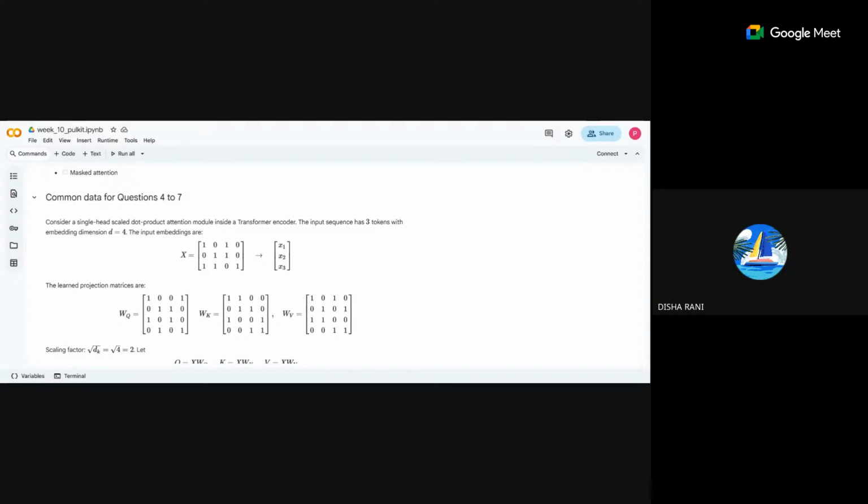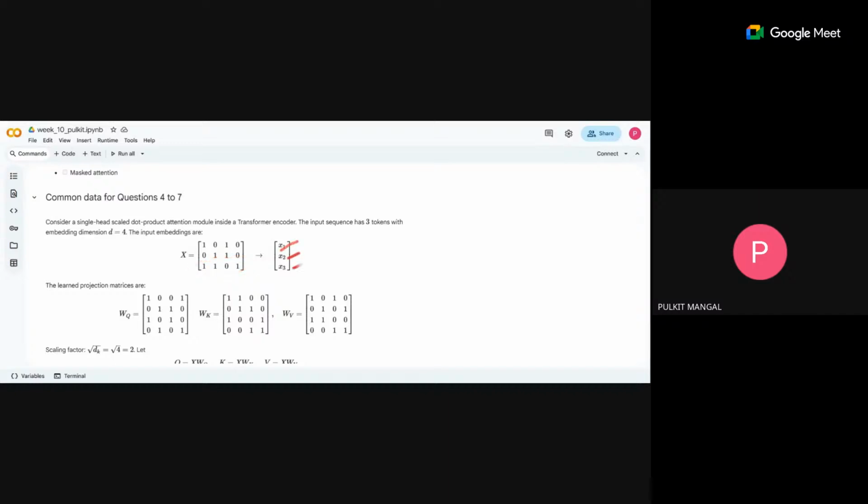Okay. So let's just quickly solve this question. Consider a single head scaled dot product attention model inside the transformer encoder. The input sequence has three tokens and the embedding dimension is 4. That's where n here is 3, d is 4. So the x matrix is 3 cross 4. So x1, x2, x3. Your first token is 1010. Second token is 0110. Third token is 1101.